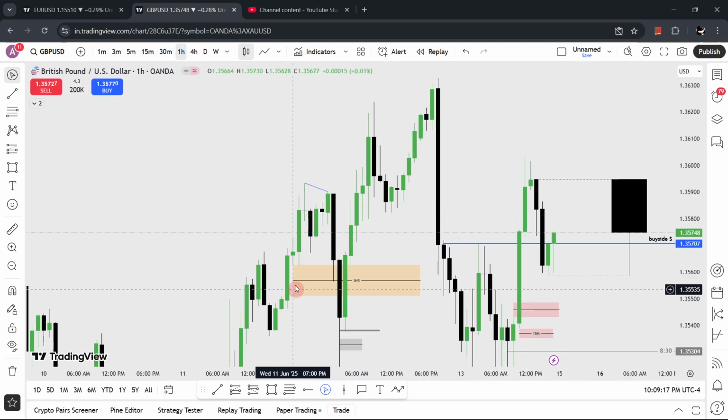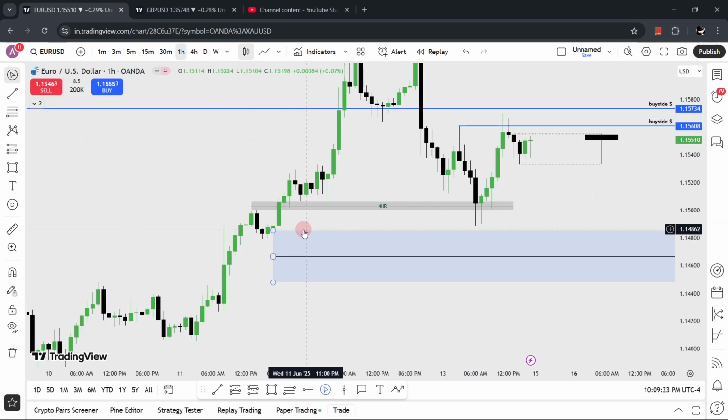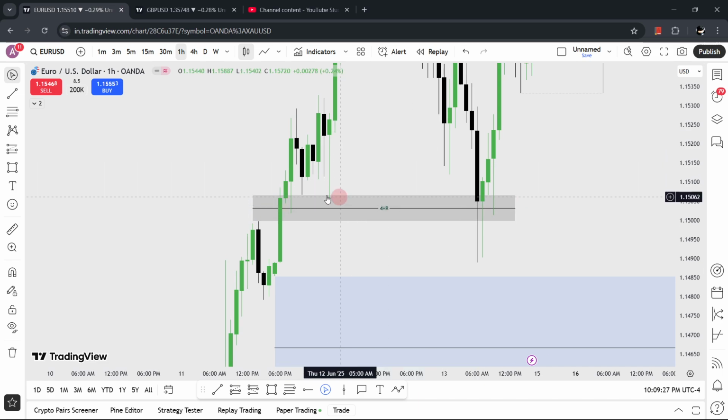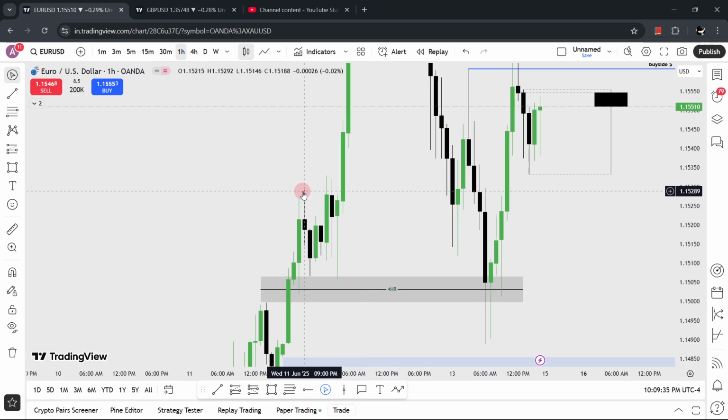In the 1 hour chart in GU we have this 1 hour fair value gap here. I'm just considering this 1 hour gap only here. So if you are going to trade the London session, there are actually two trades that you could trade.